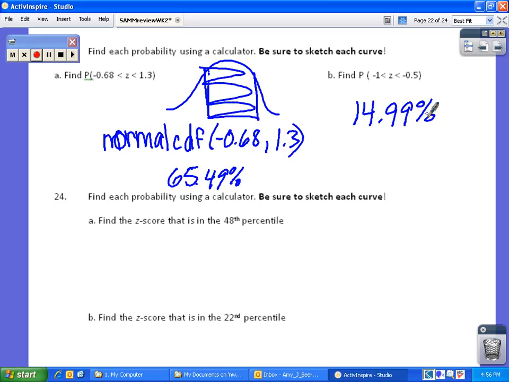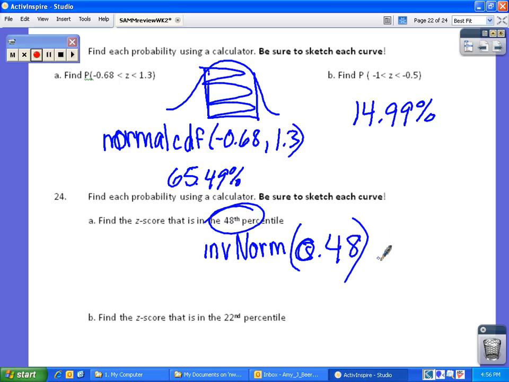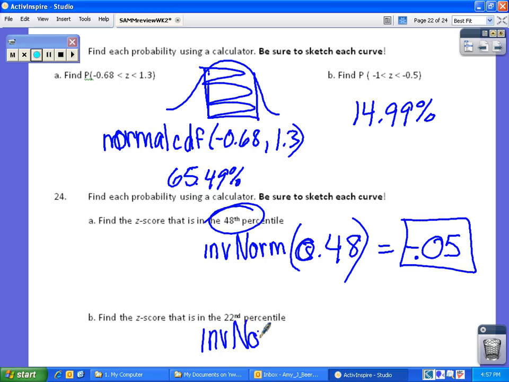Find the z-score that is in the 48th percentile. Go to second vars, but this time choose inverse norm. It should be the third number down. And we want this number as a decimal, so 0.48, or you can plug in 0.48 either way, and you get negative 0.05. Remember, this is a z-score, so don't try to turn that into a percent. Part B, inverse norm of 0.22, and I get negative 0.77.